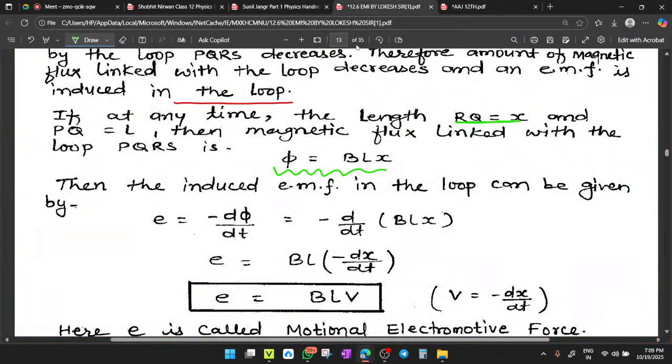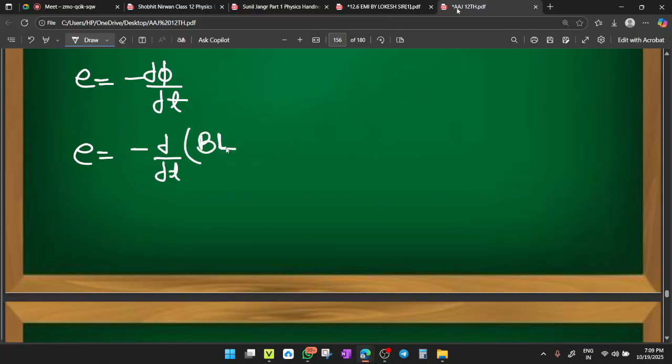By Faraday's law, the induced EMF of the loop is given by the definition: E equals minus d phi by dt. Right or wrong? So E equals negative d by dt, and the value of phi equals B into L, where L is the length of the conductor, and X. Clear or not clear? So E equals minus of B, which is a constant value, so take it outside the differentiation. L also has a constant value, so only dx by dt remains. Clear?